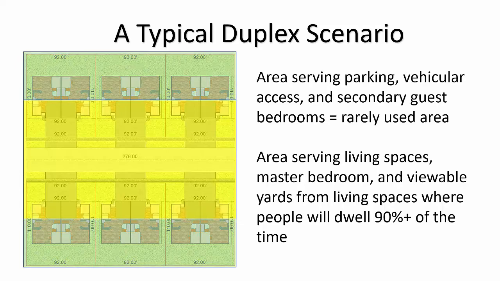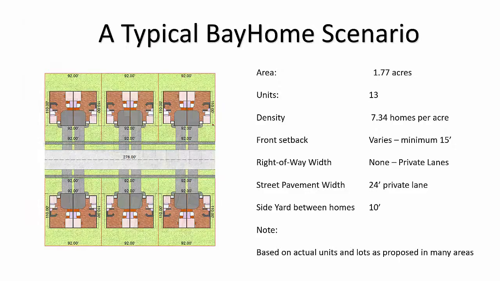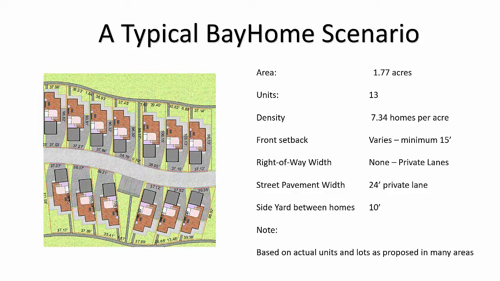So this ratio of livable area to service area in a duplex is very small, and that is one of the main problems. So we introduce these alternatives that we call bay homes. It's chapter 10 of Proferbia, and it really is an answer to making the duplex obsolete with a different scenario. So this is a typical bay home scenario.